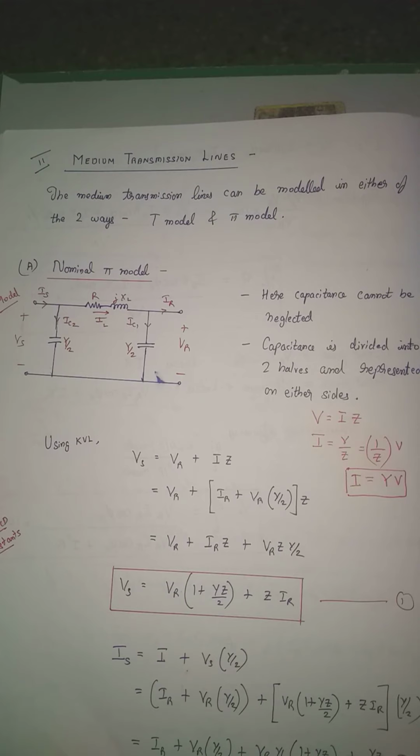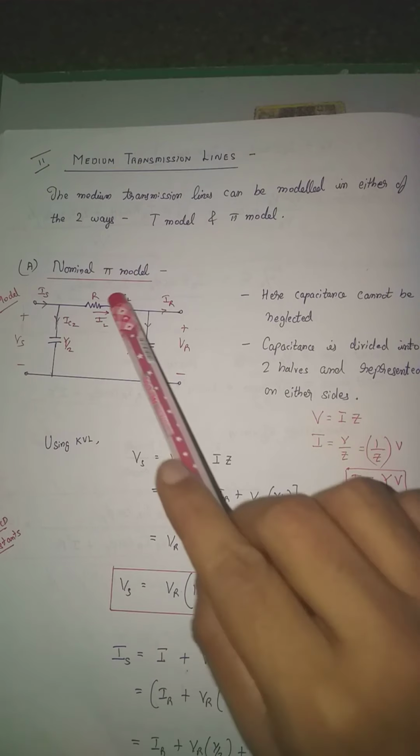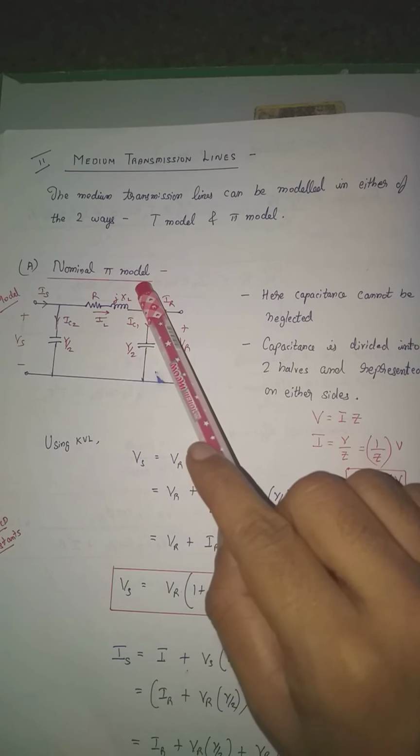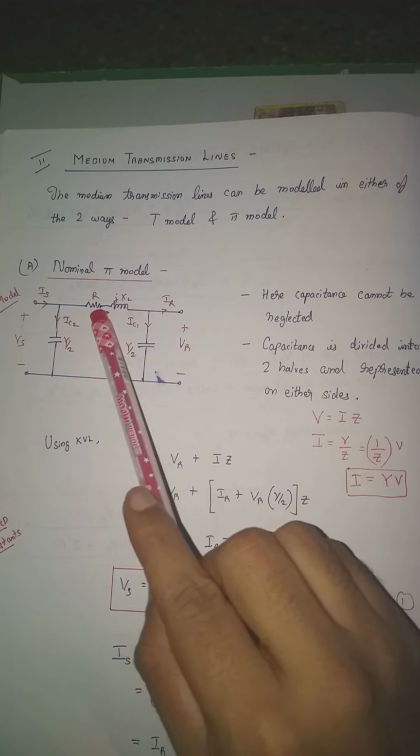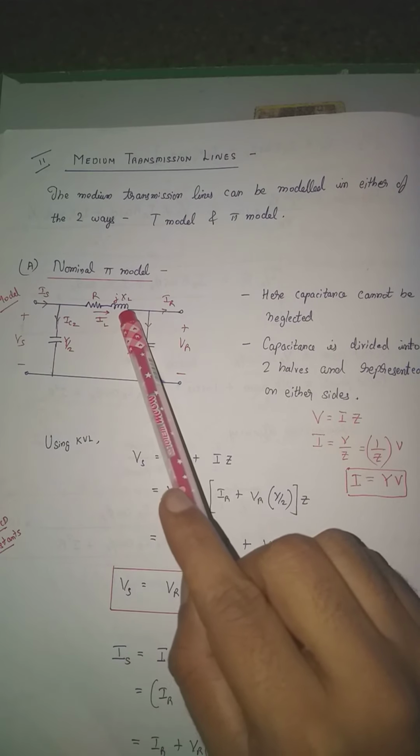So there are two configurations. One is T model, the other one is pi model. So let us see one by one. First, we'll be starting with nominal pi model. Nominal pi model in the sense, in the transmission line, it contains line impedance and then capacitance.